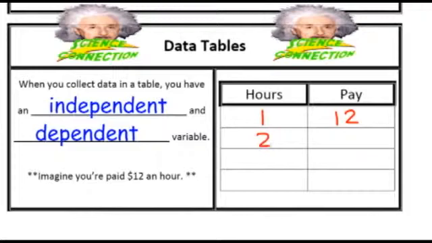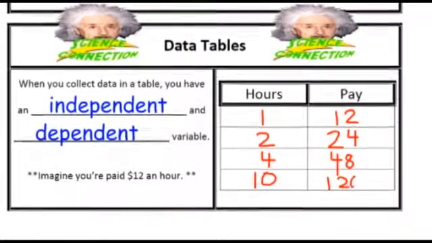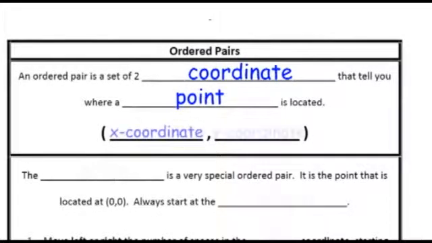Our independent variable is x. Our hours is how much we control. We control how many hours we work to a certain degree. If I would work for 2 hours, I would get $24. The money in this case is our dependent variable. It's dependent on how many hours we work. If I work, for example, 4, it'd be 48 dollars. They don't always have to go directly in order. If I worked for 10 hours, I would get $120. These are our two coordinates, our x coordinate and our y coordinate, our independent variable and our dependent variable.